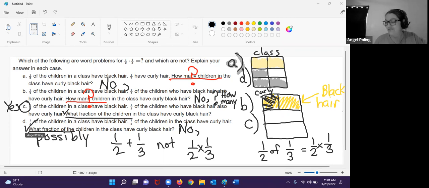Right? Okay, so the only one was C. But it's important to explain each as a yes or a no, what it could be and what it isn't.